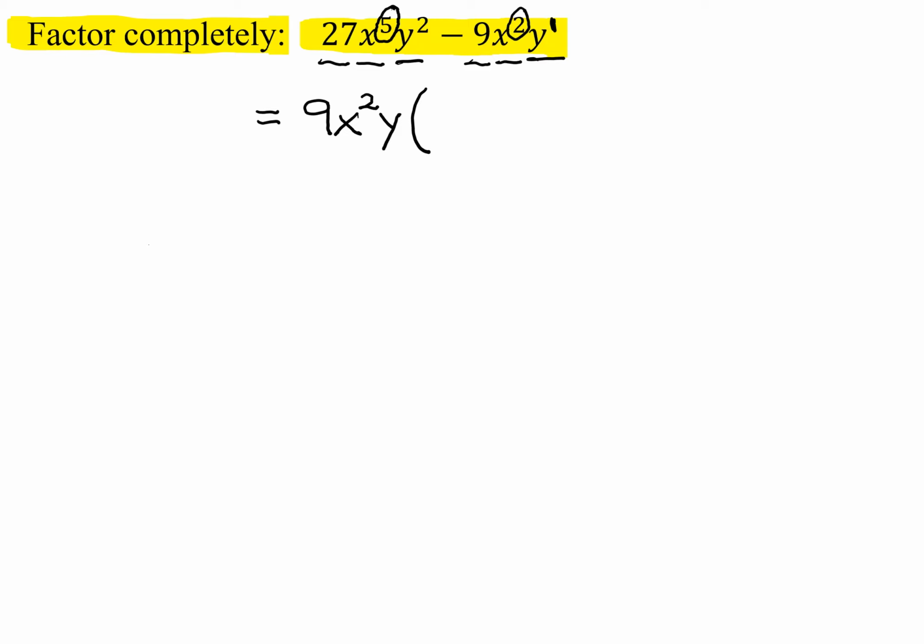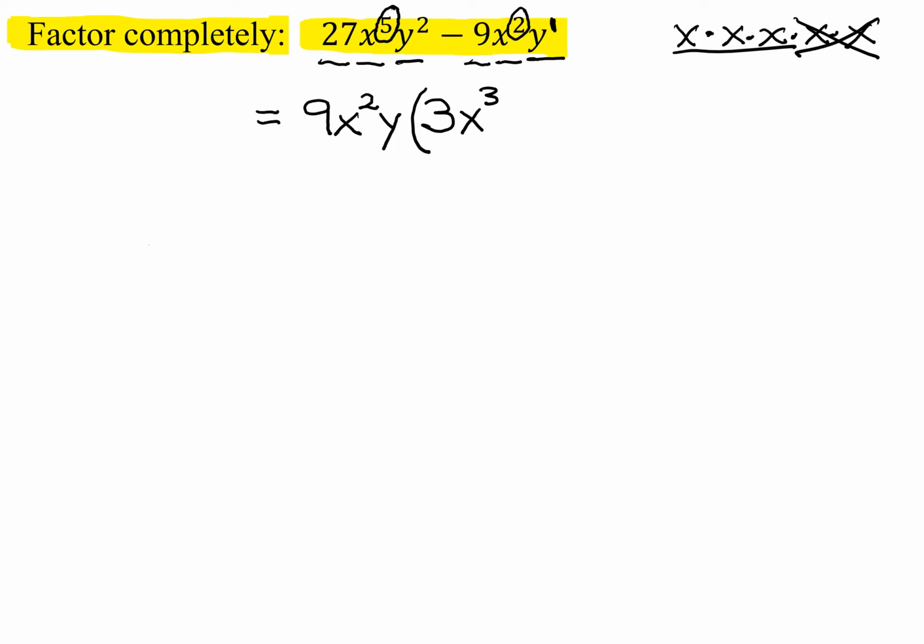And what does it leave behind? Just take it step by step. 9 divides into 27 3 times. If I pull an x squared out of x to the 5th, how many x's does it leave behind? This one I'm going to show you longhand. So x to the 5th, remember, is x multiplied by itself 5 times. And if I pull away 2 of them, how many is it going to leave? It's going to leave me x to the 3rd power.